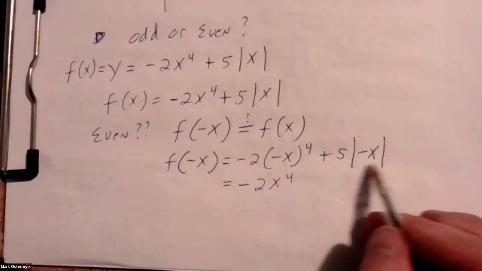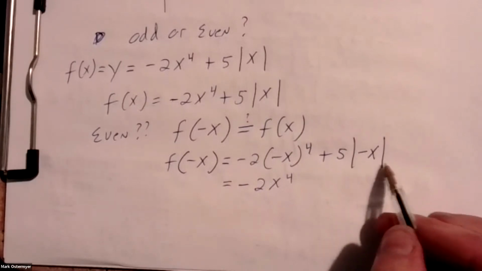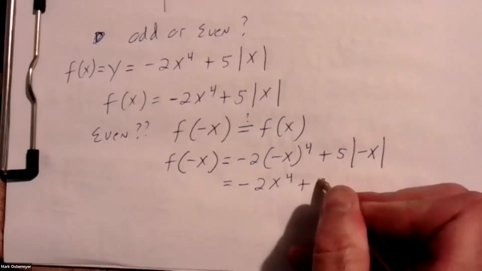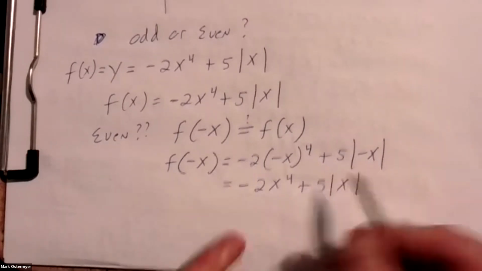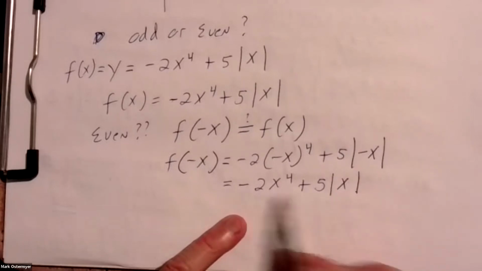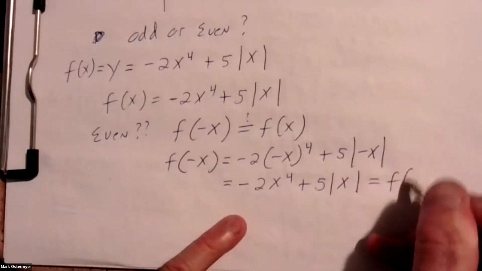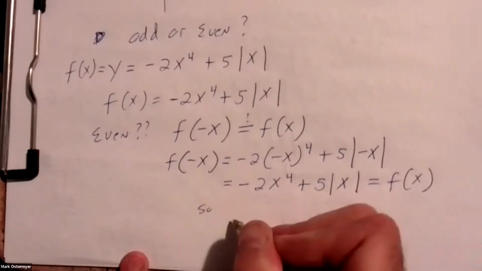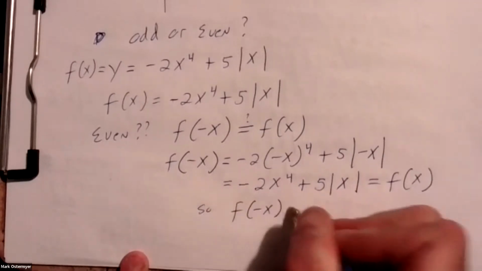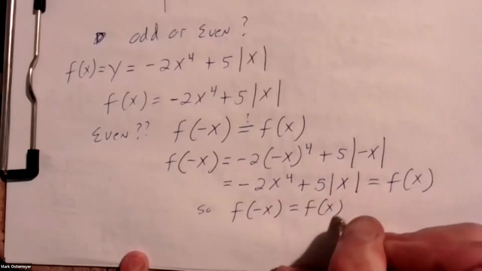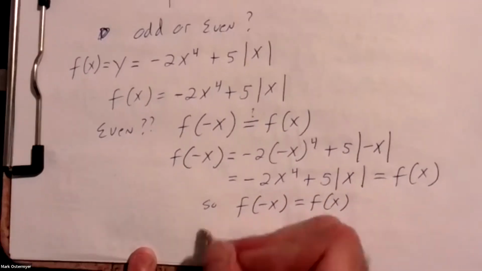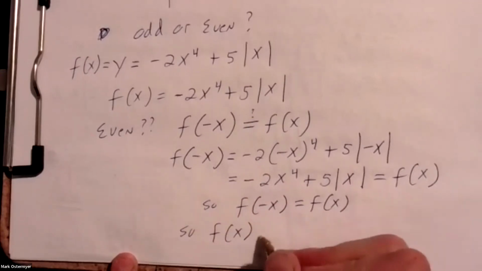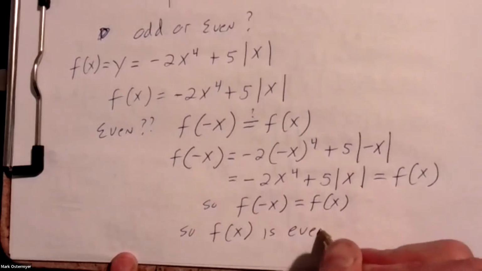What's the absolute value of that negative x? Do you agree that's the same thing as the absolute value of positive x? Hey, but isn't this, ladies and gentlemen, my original function f of x? And there you go. We have shown, therefore, that f of negative x is equal to f of positive x. And this is true for all x. So f of x is what? Is it even? It is an even function.